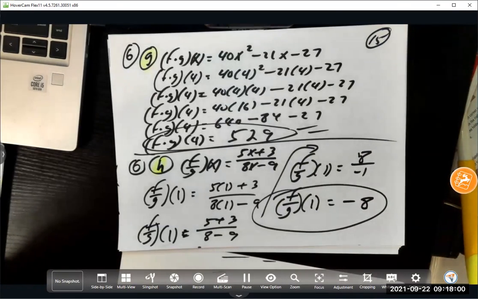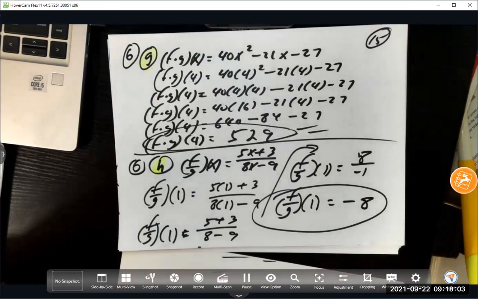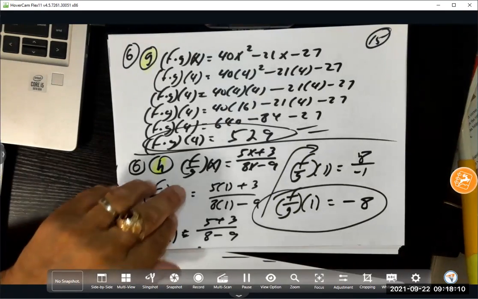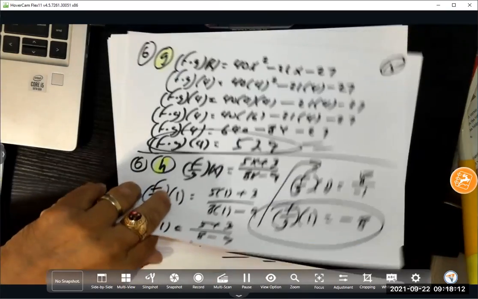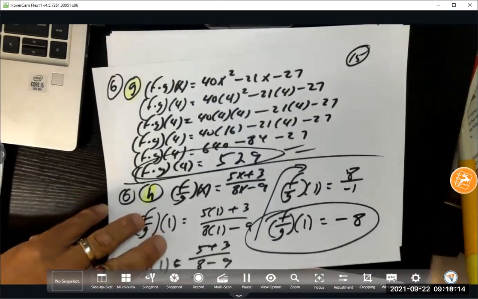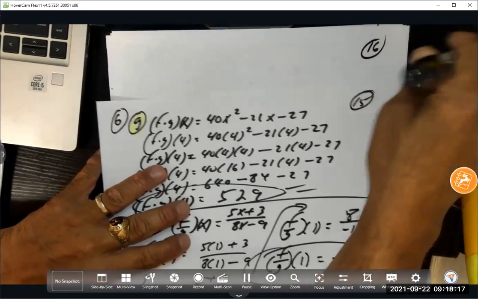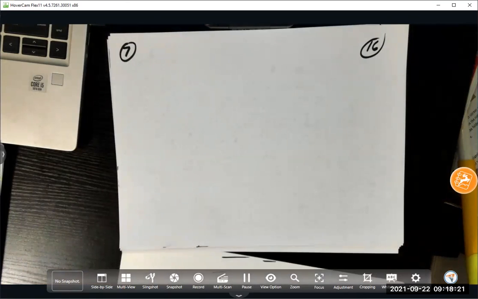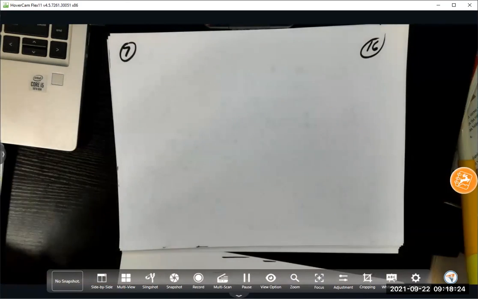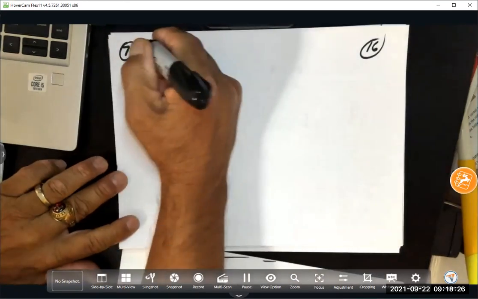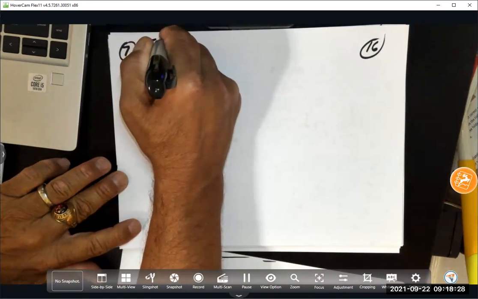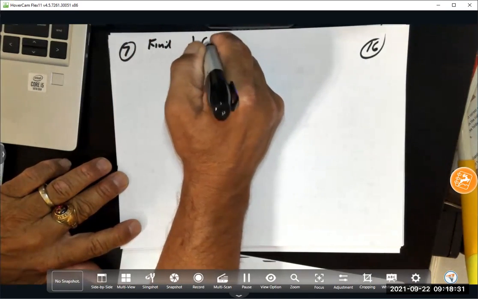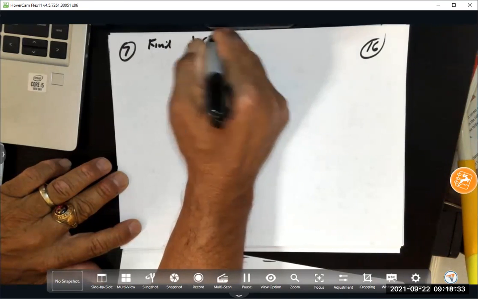Okay, so let me go. I'm going to do one more. I'm going to do example number 7, and I'm going to stop there. Okay. Let me do the next one. That's number 6. I'm going to go to number 7 now. Hopefully. All right, 16. All right, number 7. Number 7 says this word here. It's find difference quotient.